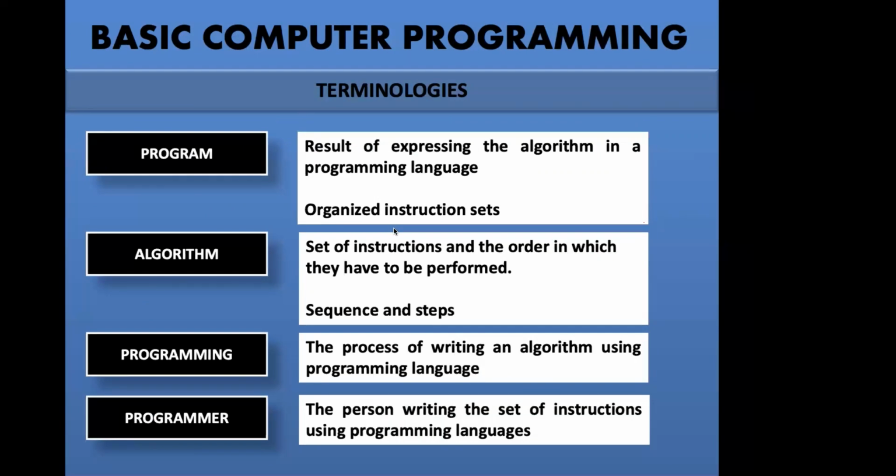Let us have some terminologies before we talk about programming language. So first is program. It means the result of expressing the algorithm in a programming language. It is an organized instruction set. Algorithm is a set of instructions and the order in which they have to be performed. These are the sequence and steps. Programming means the process of writing an algorithm using a programming language. And of course, the person writing the set of instructions using a programming language would be called the programmer.